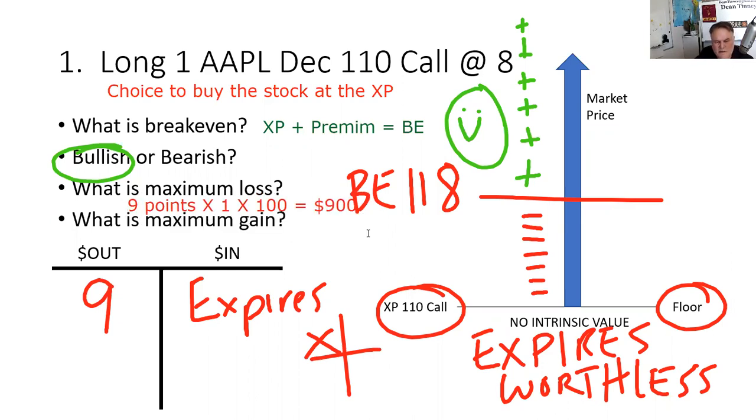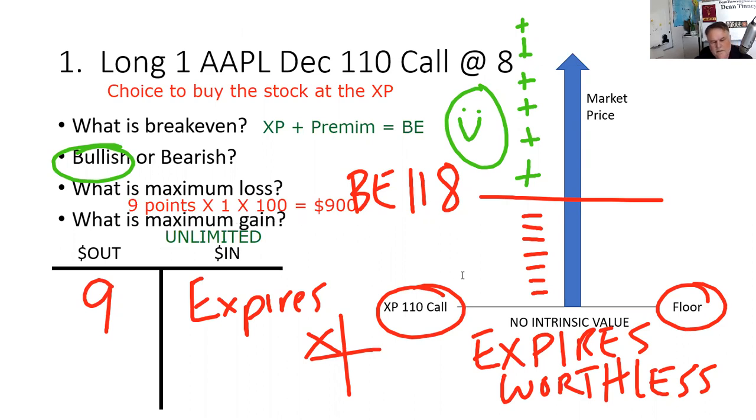What is the max gain? Long calls sound pretty good. How with limited risk would you like unlimited reward? How for as little as $800 would you like to control thousands of dollars worth of stock? I mean, a long call sounds pretty decent. The maximum gain is unlimited. So you have limited risk and you have unlimited reward.